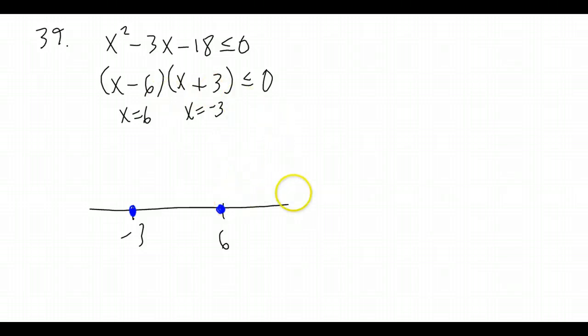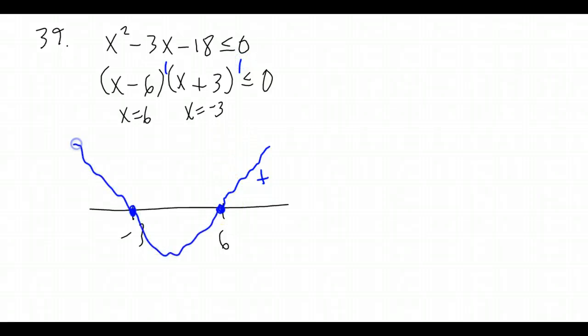And then let's plug in a big number, bigger than 6, maybe 10. 10 minus 6 is positive. 10 plus 3 is positive. Those are both positive. These are both to the first power, so it's going to go through, going to come back up, going to go through. This is positive, and this is negative.